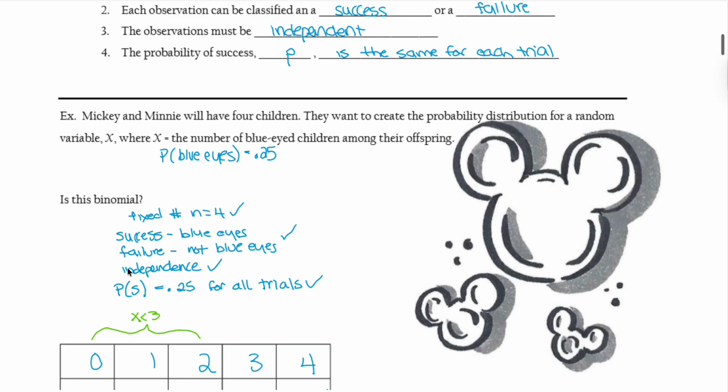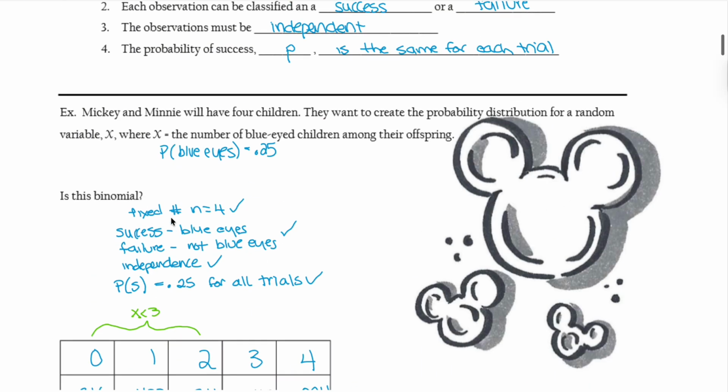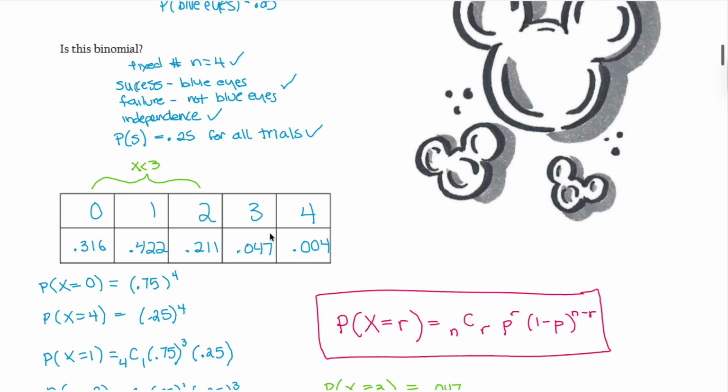Are they independent of each other? Well, they are. Every child is independent of each other. The probability of success is 0.25 for all trials, so that is also correct. Therefore, the binomial conditions are met. Therefore, it is a binomial distribution.